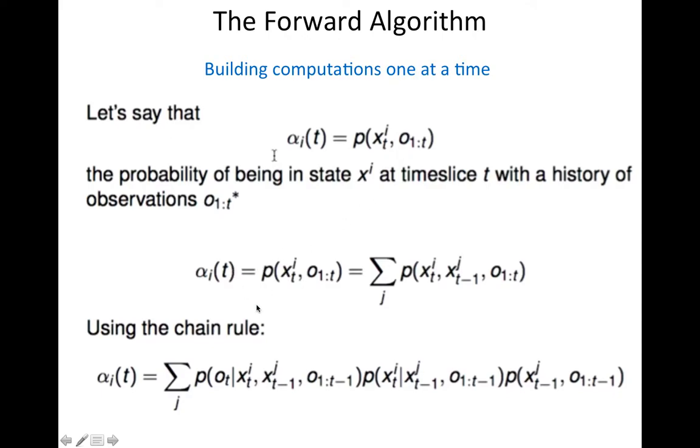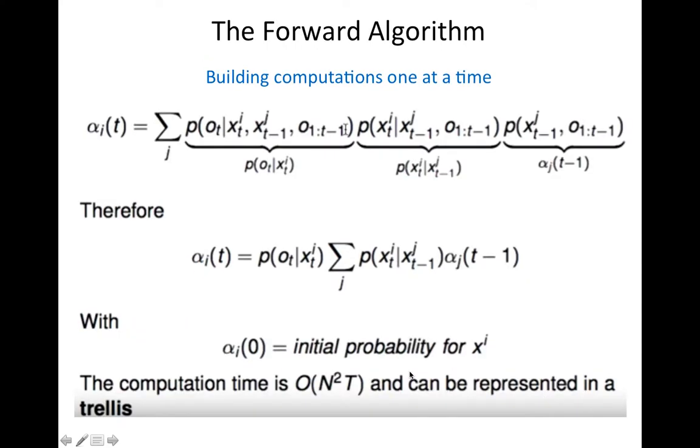Now what you can do is write this in terms of x_t = i and x_{t-1}, because x_t depends on x_{t-1}. And then there's a simple chain rule, which is a very important rule in probability. So this probability of x_{t-1} can be written as the probability of o_t given x_{t-1} times the probability of x_t given x_{t-1} times the probability of x_{t-1} with the observation. So you can write it as a chain rule. And once you get this, it's pretty easy.